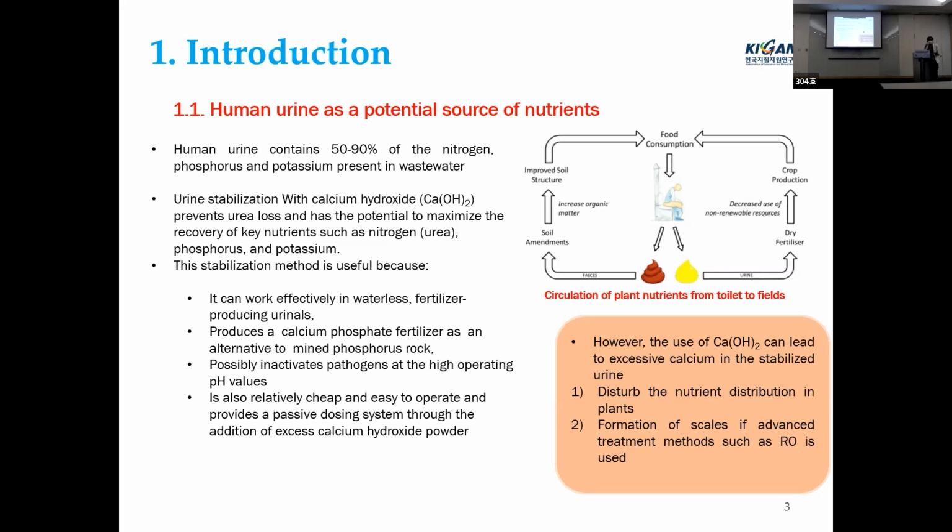Among these, one of the best solutions is to use the alkaline stabilization method. This method raises the pH of the solution, which prevents the loss of urea, the main and most important component of the urine, and stabilizes the urine against urea loss. This stabilization method has many advantages.